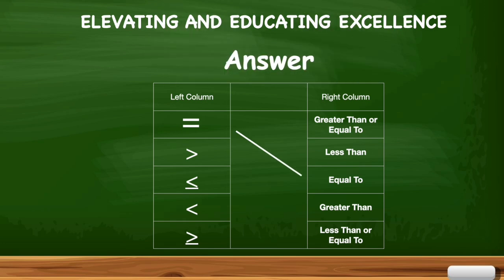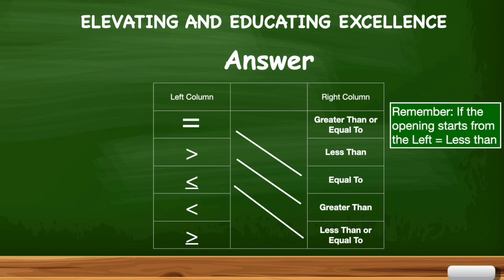The second row represents greater than. The third row represents less than. If the opening starts from the left side, it means less than. So the point starts from the left side and it opens up towards the right side. So hopefully that helps. And because the fourth row is the point is starting from the left side and opening out towards the right side, we know that that's going to just be less than because there's no line underneath.